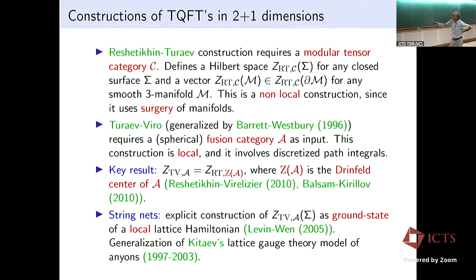And there was a very interesting result linking the first construction, the second construction, the local one with the input category A, with the first one, the non-local one, with the category Z of A, which is the Drinfeld center of A. So I'm going to talk later about Drinfeld centers, but in the context of the categories that play a role in the quantum double model.